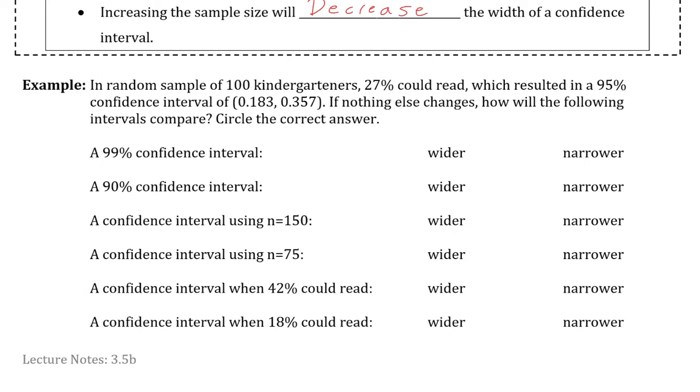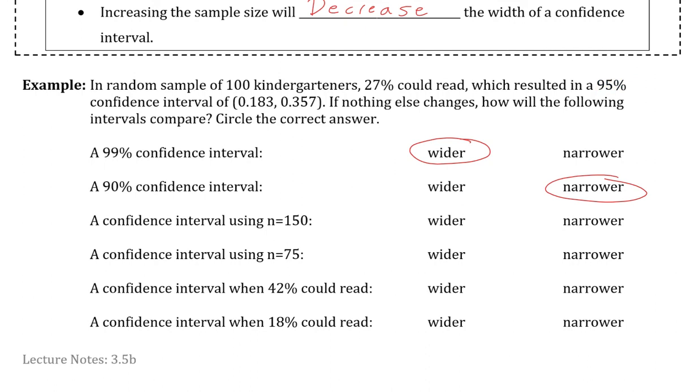First, if we have a 99% confidence interval, changing from the original 95% confidence interval, since we would be increasing the size of that confidence interval, we likewise will say that the interval itself will become wider. If we instead change 95% to a 90% confidence interval, that will decrease the level of confidence and therefore make the interval narrower.